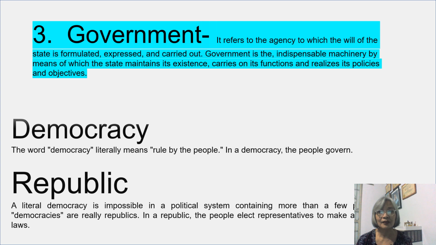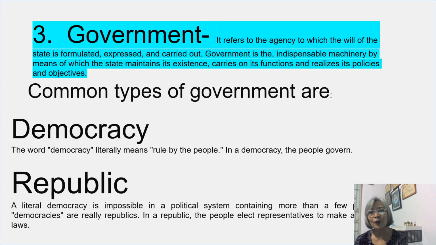So, there are common types of government. Maraming forms of government depende yan sa kung paano nag-organize yung mga tao to form a state. Iba-iba. Hindi komo sa atin sa Pilipinas, ganito yung form of government natin. Sa ibang bansa, ganun din. Hindi. Iba-iba. Kung paano nila gustong buuin ang kanilang estado, ganun sila bumubuo ng kanilang estado.